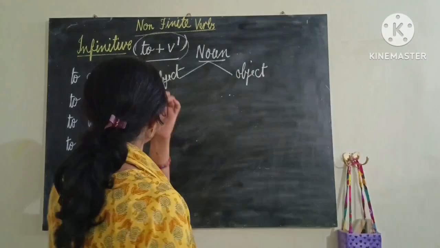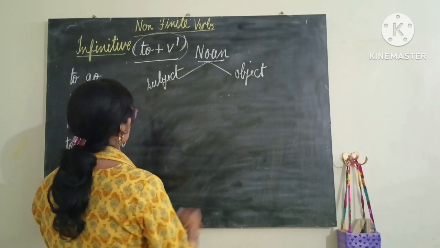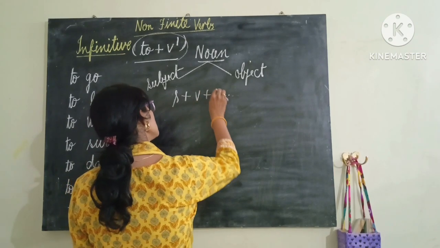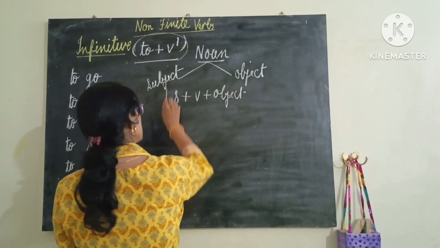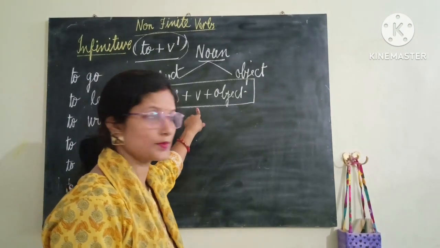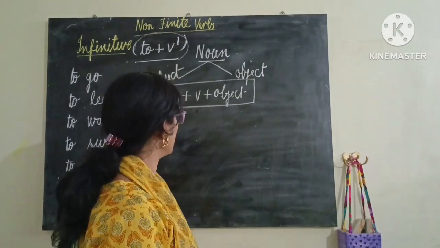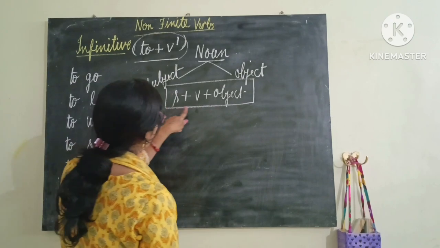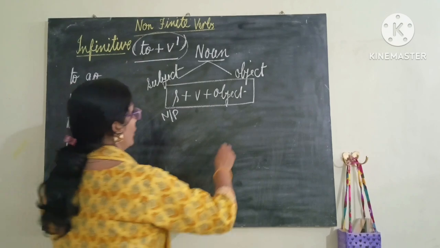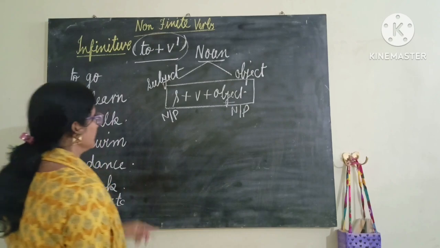Let's take an example. What is the structure of a sentence? The structure of a sentence is subject plus verb plus object. This is the structure of a sentence where the verb is transitive. You know, children, transitive verbs are those verbs which take an object after them. So, subject, verb, and object. Subject is always a noun or pronoun, and object is always a noun or pronoun. I am writing it in this way only to make you understand.